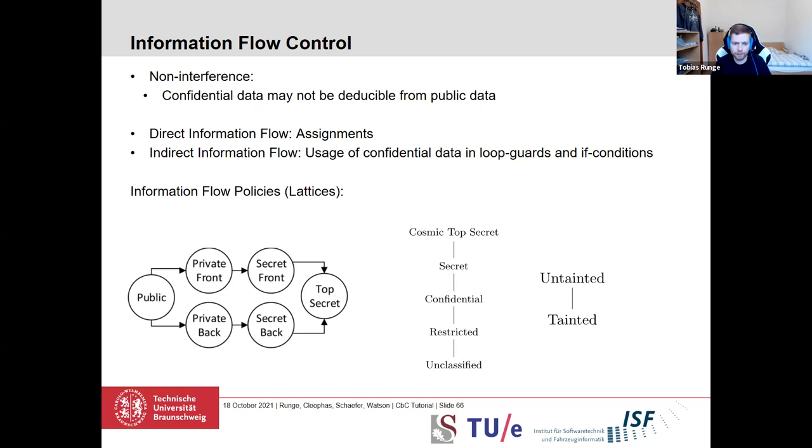And how we do that: we have a lattice of security levels, and we have an allowed flow in this lattice. If we look at the lattice on the bottom left, we have, for example, a public level and a top secret level and some levels in between, and we allow that the information flows from public to top secret, but not the other way around. So for example, the password could be top secret, and it should not be assigned to a public variable. Other lattices could be like here, unclassified to cosmic top secret, or in the case of integrity, tainted and untainted.